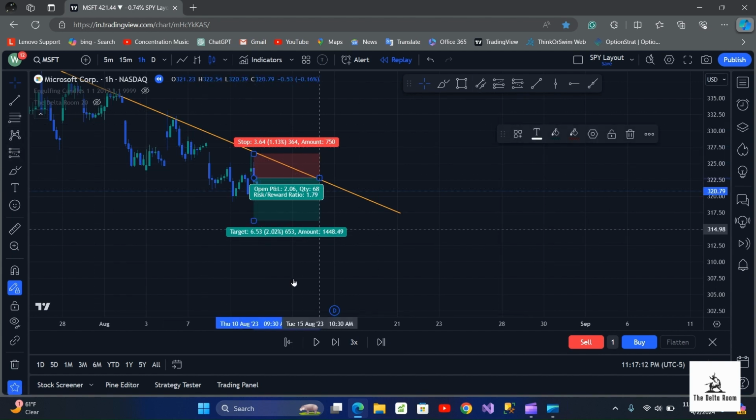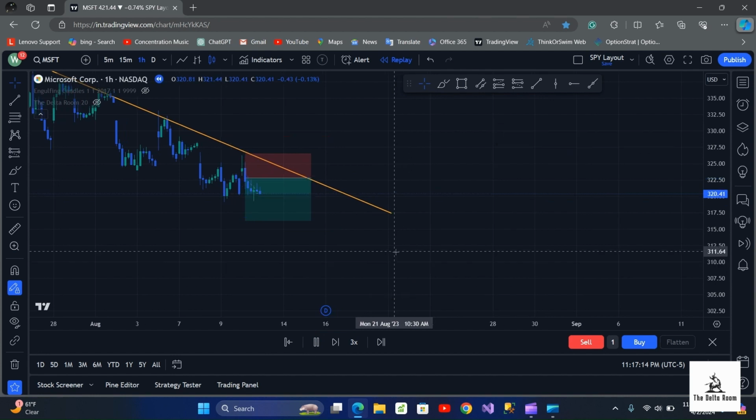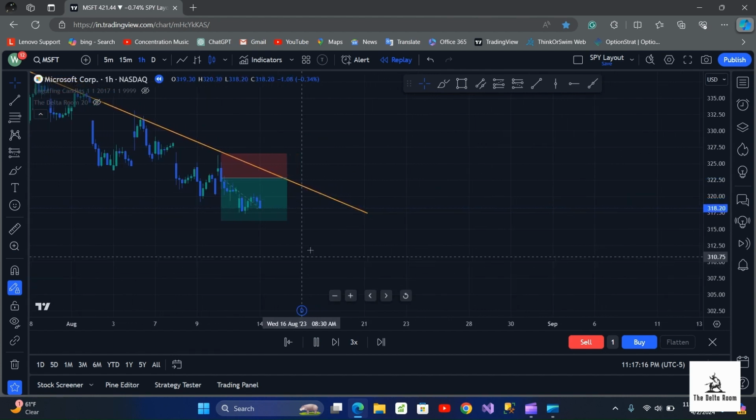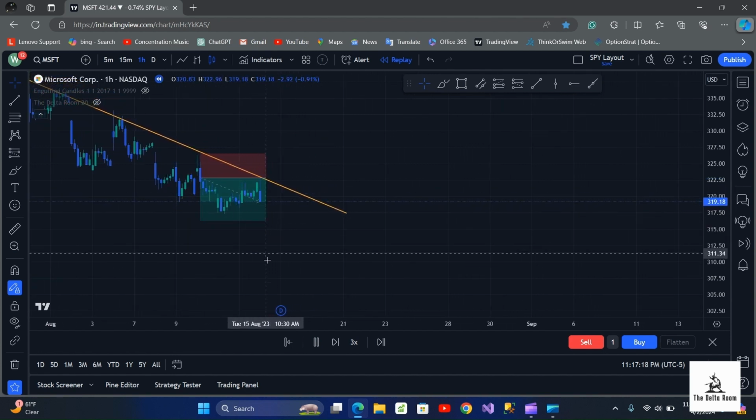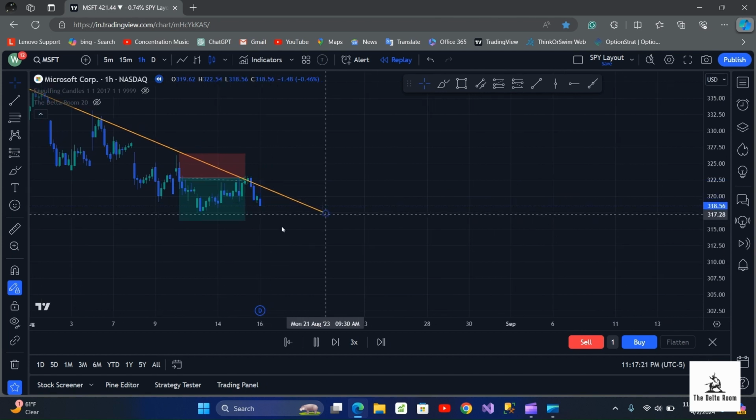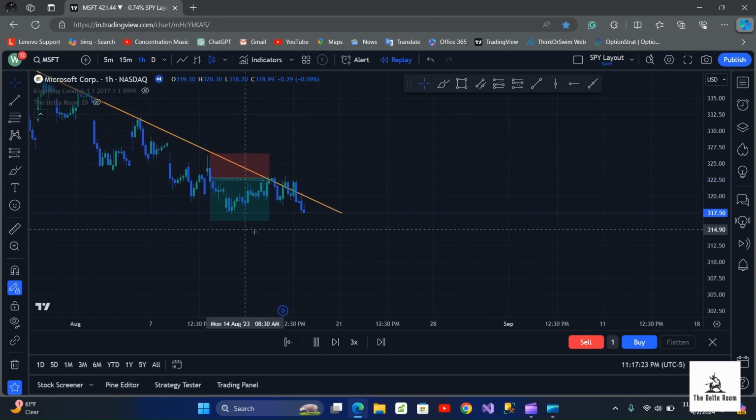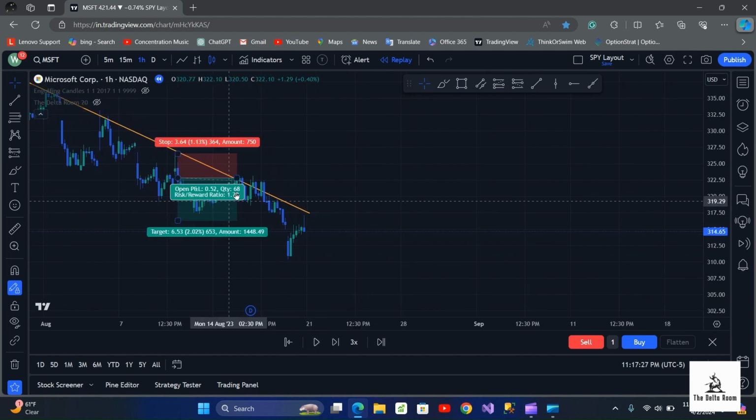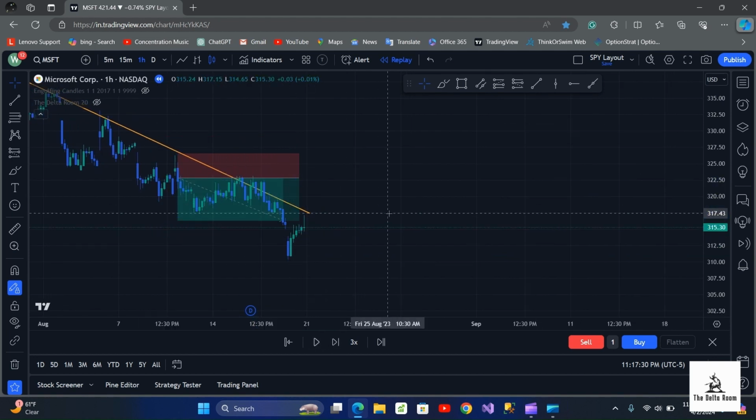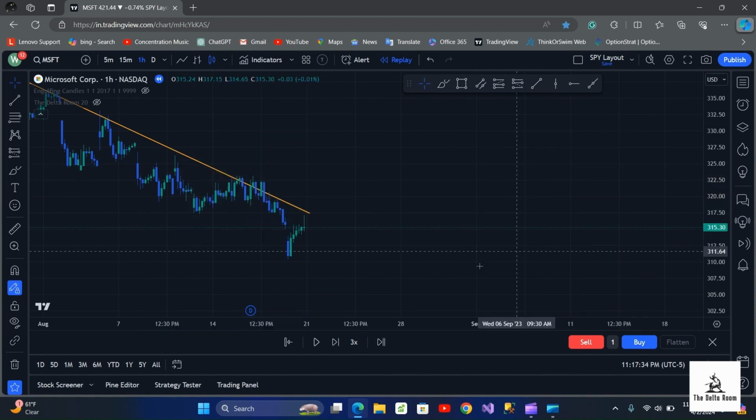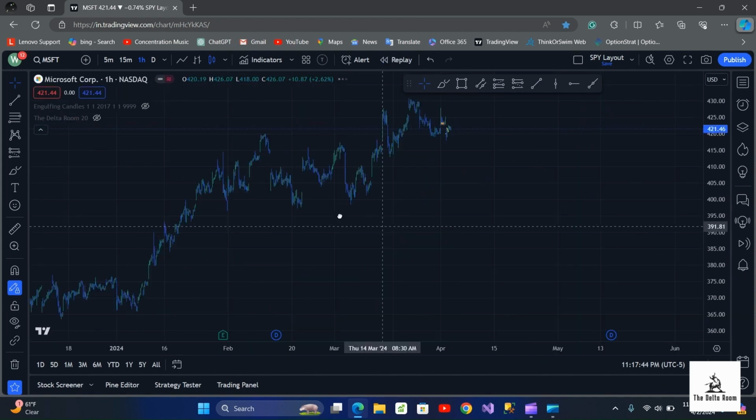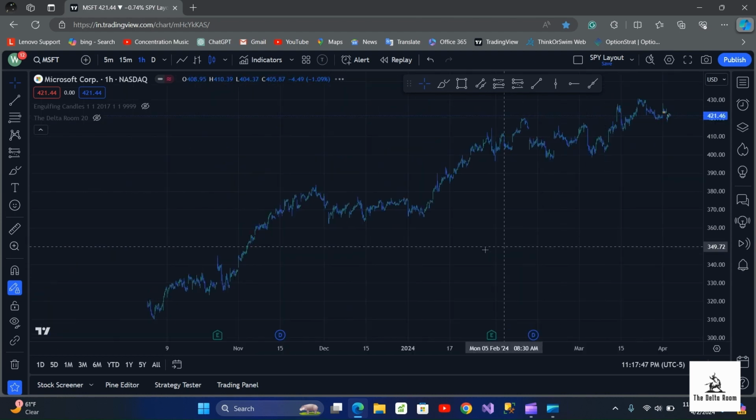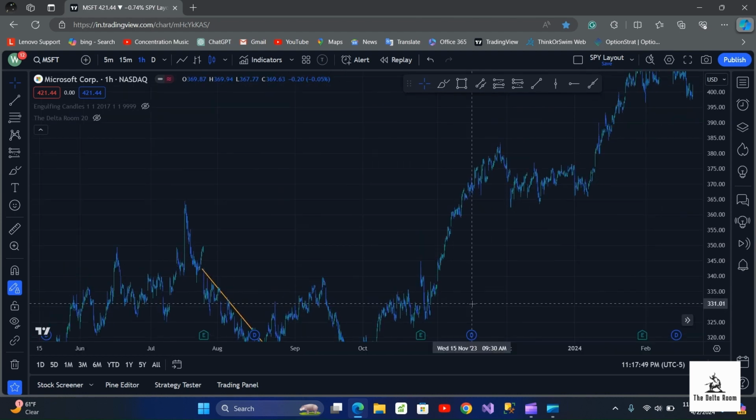And then I'll play it again. And it went up, went up, went up. Hit the goal, right? Hit the target, you see? It's a winning trade right there. So this is how you use trend line. This was a downtrend example. So let's see an uptrend example.